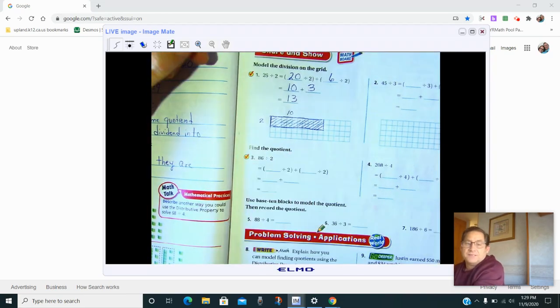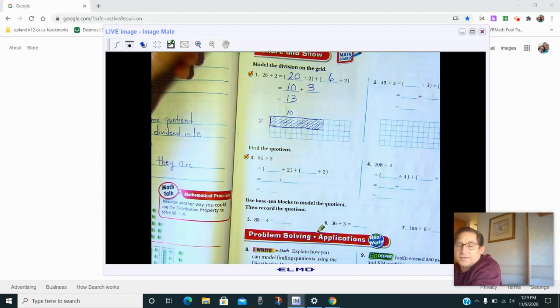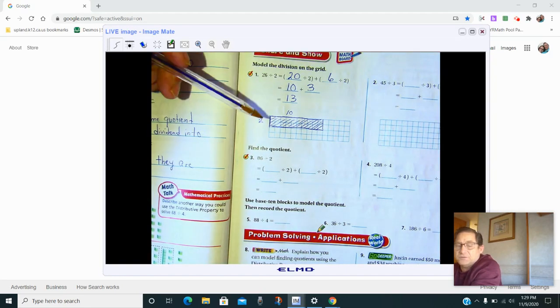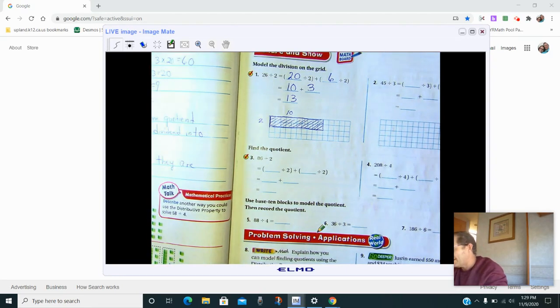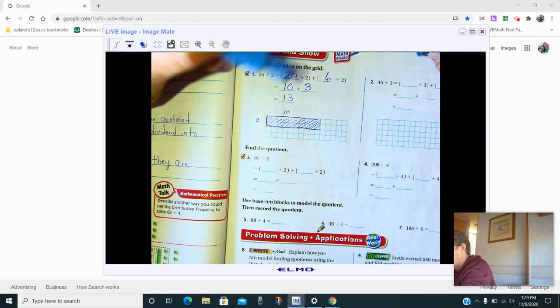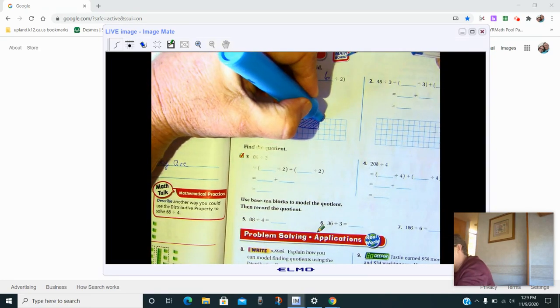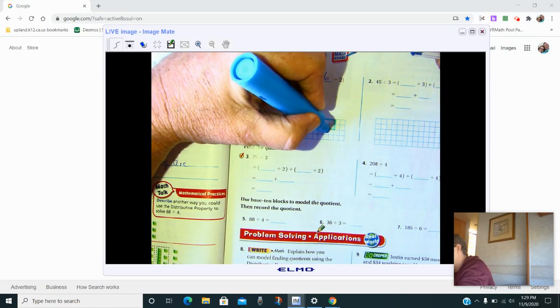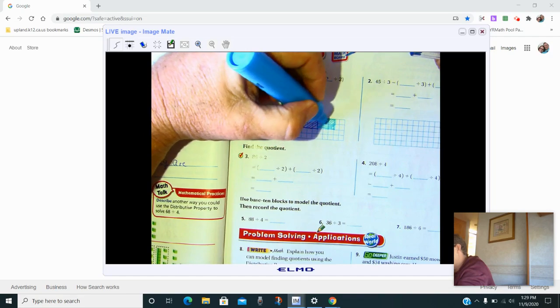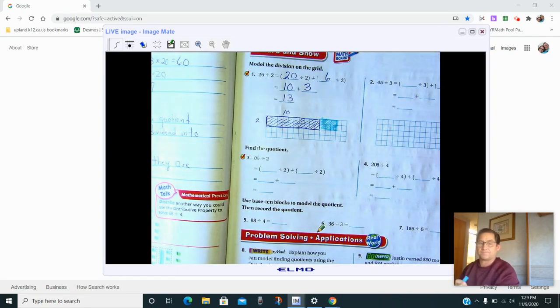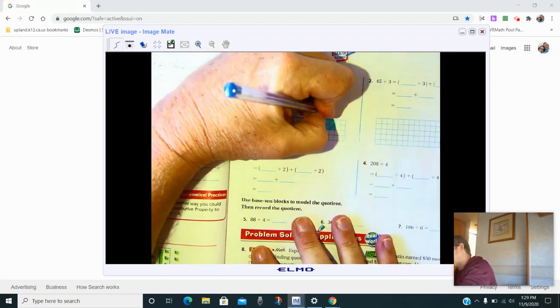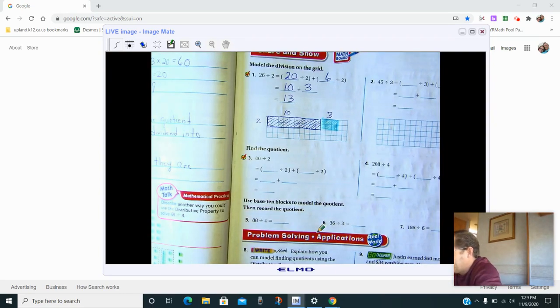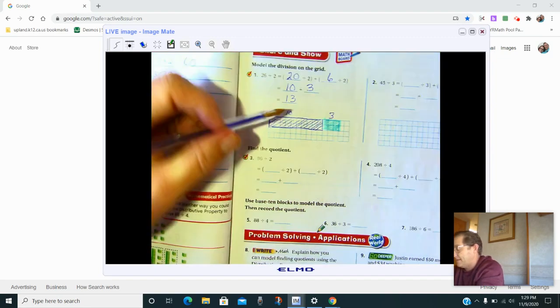And 2 times 10, which equals 20, is the same as saying 20 divided by 2 is 10. And then the other one, we're going to have 3 rows of 2. Two times 3 is 6, which is the same as saying 6 divided by 2 is 3. 10 plus 3 is 13.